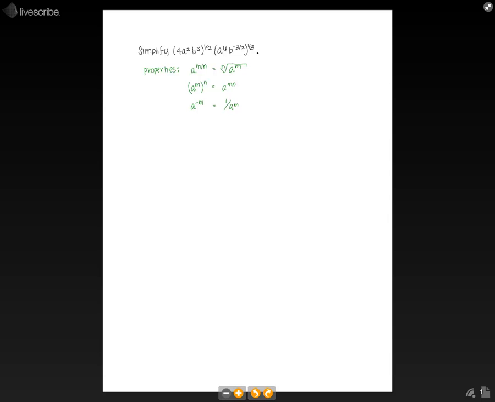Alright, so now let's rewrite our problem. So we have 4a squared b cubed to the 1/2, and then we have a to the 6th b to the negative 3/2 to the 1/3. Alright, so the first thing we want to do is distribute the 1/2 and the 1/3.